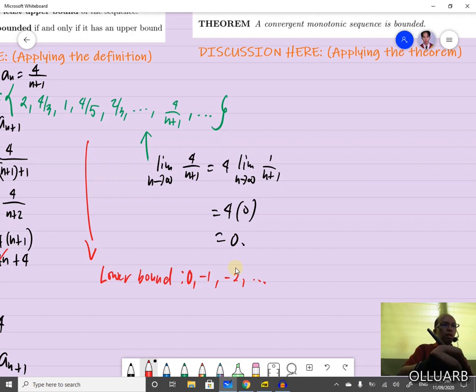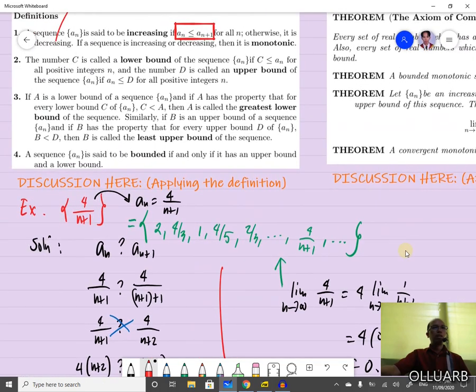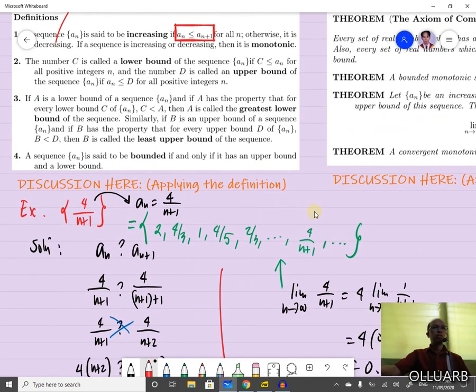Okay, but the upper bound is here. As you can see, you can have 2, 3, 4, and so on and so forth. So there can be many upper bounds or lower bounds. You can choose any number. If it is a lower bound, it must be less than all the elements. If it is an upper bound, then greater than or equal.